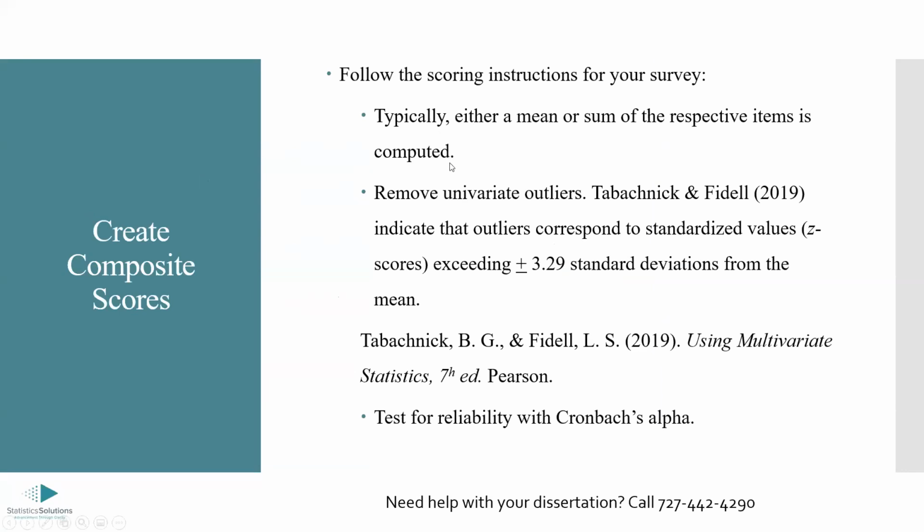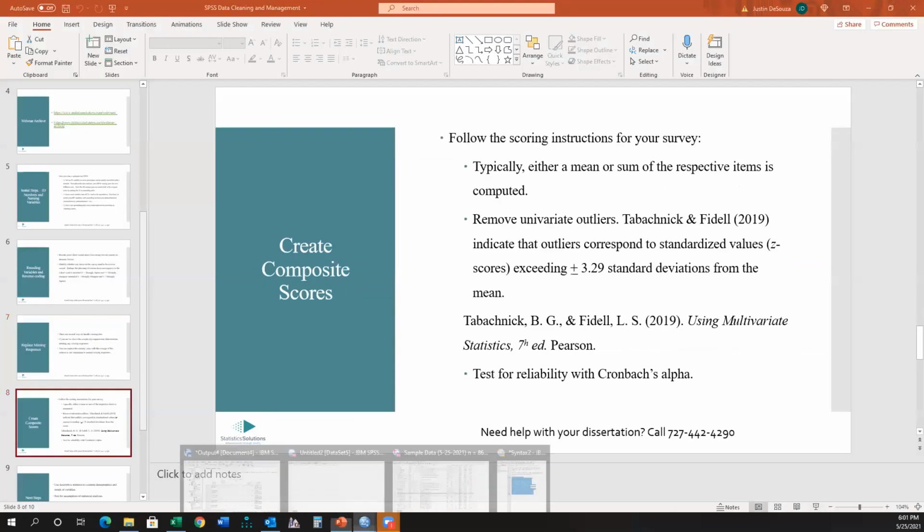After doing that, you want to remove outliers. You don't want influential values in there to skew your data set. So you want to account for outliers. And then you want to test for reliability with Cronbach's alpha. And so I'll show you those 3 procedures.